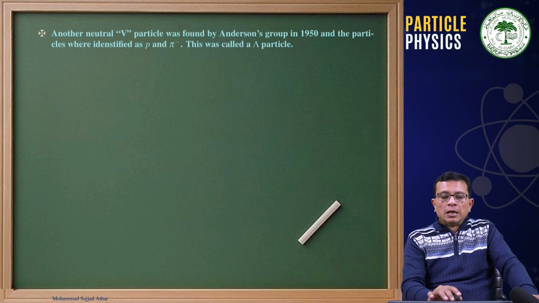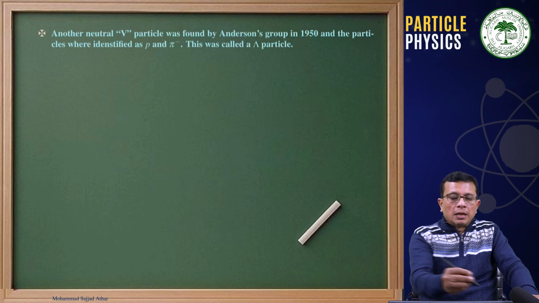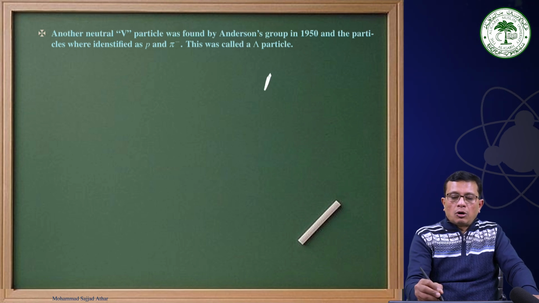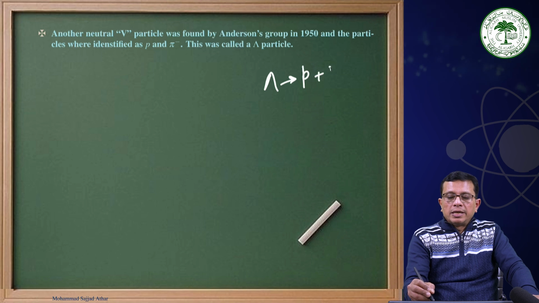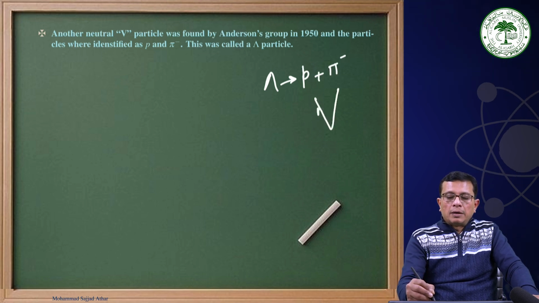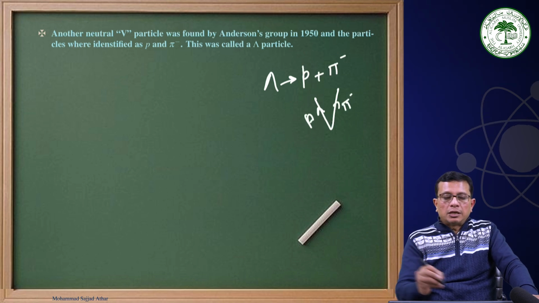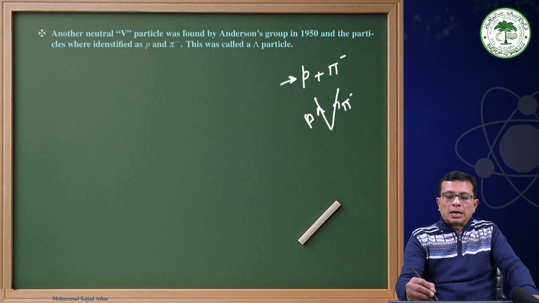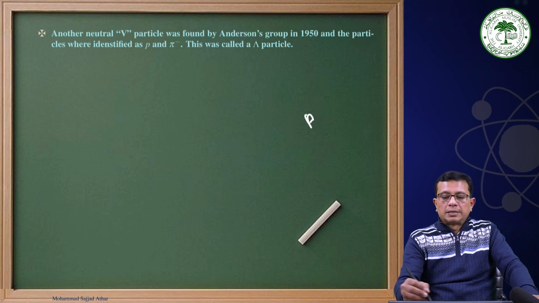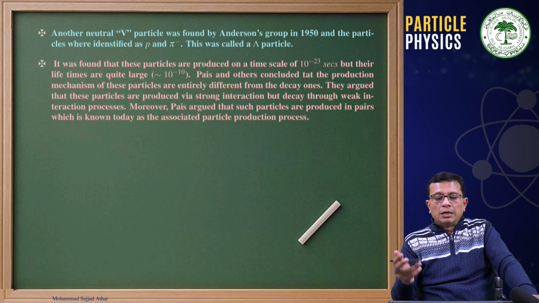Another neutral particle was found by the Anderson group in 1950, and it was identified to decay to a proton and a pi minus. This particle was called a lambda particle. A lambda decays into p plus pi minus, again forming a V shape, and the total charge, as you can see, is 0. Therefore it is again a neutral particle, and it was found to have a relatively longer lifetime.